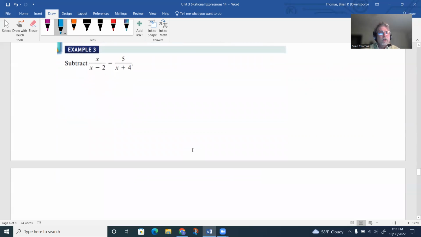So if we look at this next example, we have a subtraction problem. Notice again, to get a common denominator, or LCD, we need to recognize that there's an x minus 2 present in the denominator and there's an x plus 4 present in the denominator. So I have to have both of those factors present. Now, I don't see any more than one x minus 2, and I don't see any more than one x plus 4. So that's all I need. Notice how the first one needs that x plus 4. So it's going to turn into x times x plus 4 over x minus 2 times x plus 4.